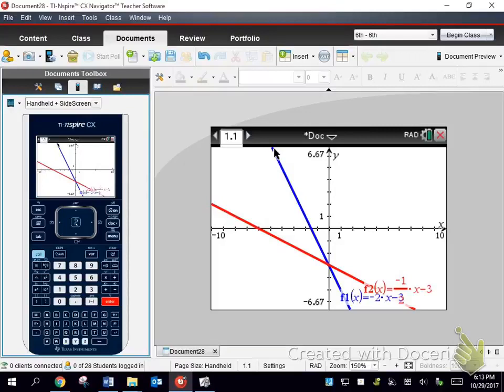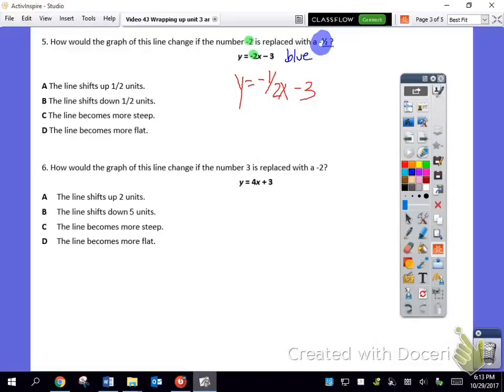It still is at the same y-intercept, so you see it's still at negative 3. But my blue line got flatter. It went away from the y-axis. So the new line got more flat. It went from this to down here. Okay, so it got flatter.